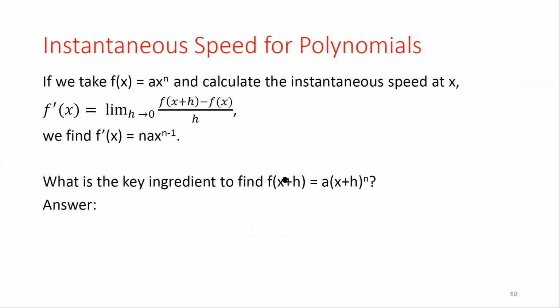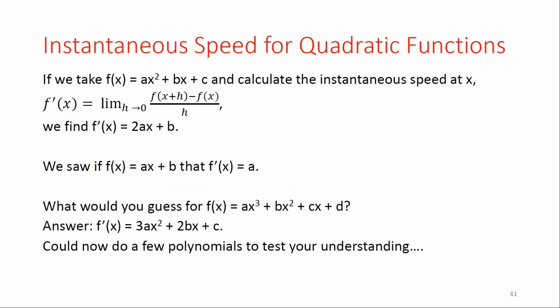So we need to calculate x plus h to the n. Say we're just looking at the function ax to the n. So we believe it should be n a x to the n minus 1. What would we use to expand out x plus h to the n? FOIL. You could use FOIL, but let's say I tell you n equals 7. How could we quickly expand out x plus h to the 7? Pascal's triangle. So we would just use Pascal.